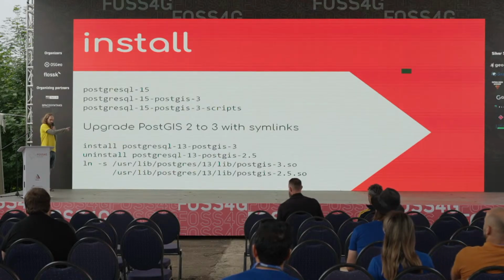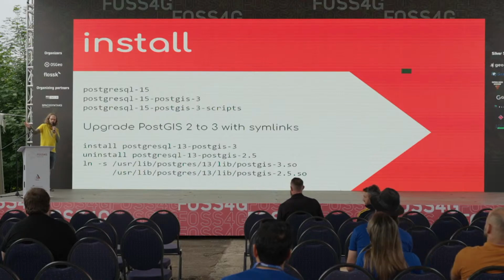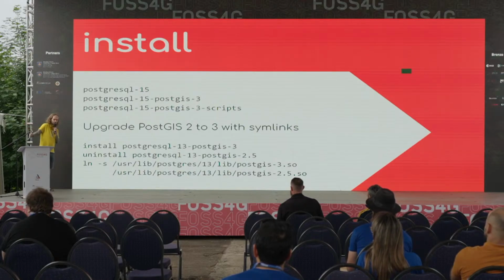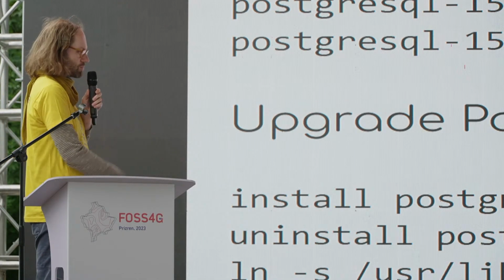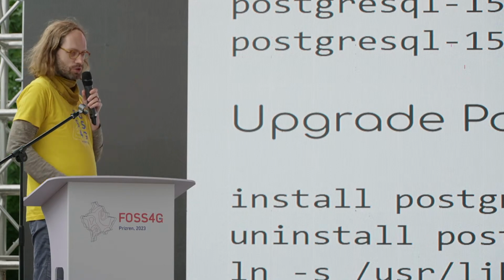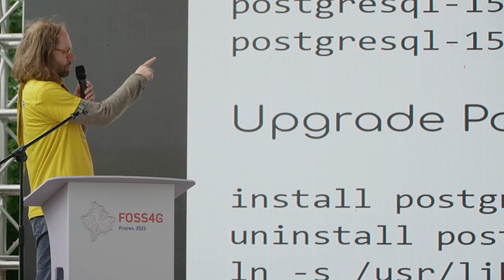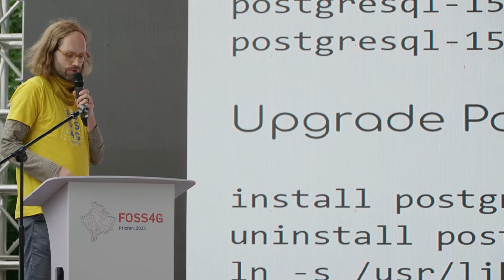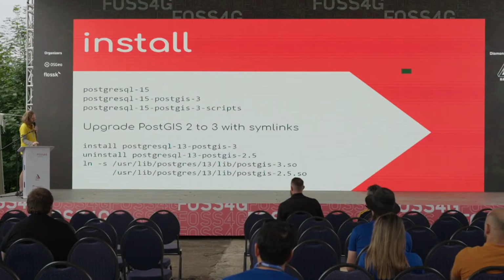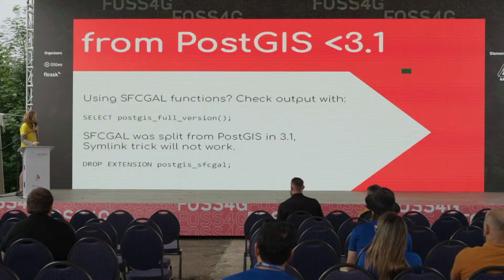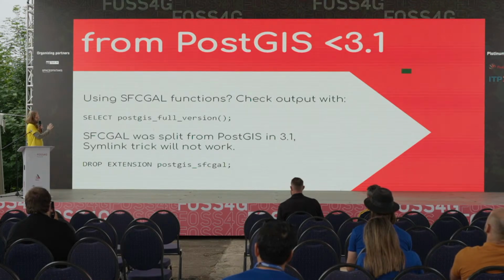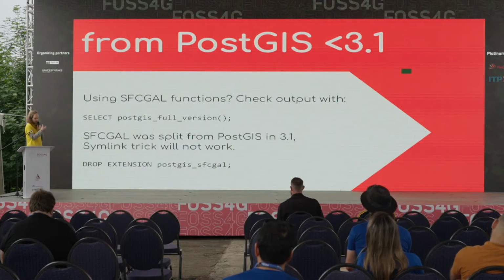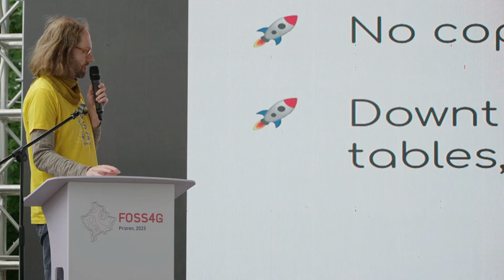If you're still on PostGIS 2, I don't know, is there anybody still using PostGIS 2 here in this audience? No. Okay, then we can skip that part, because there you had to do some tricks with symlinks and so on. Fortunately this is not necessary anymore, because the new PostGIS 3 only has the major version in the library name, not the minor version. Previously it was usually a bit tricky to do these upgrades. And if you're using SFCGAL and you're still on version 3 or older, you also had to drop that extension because the library was separated from the main PostGIS.